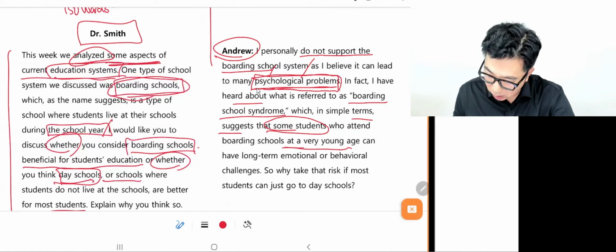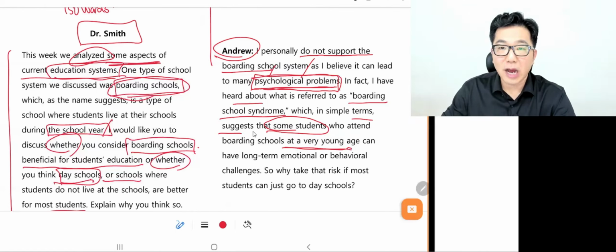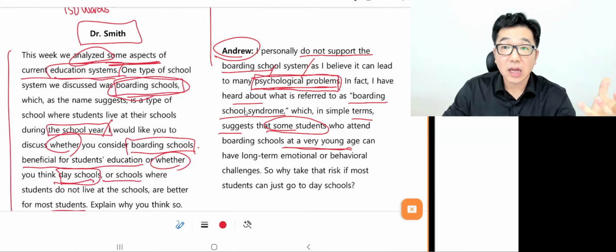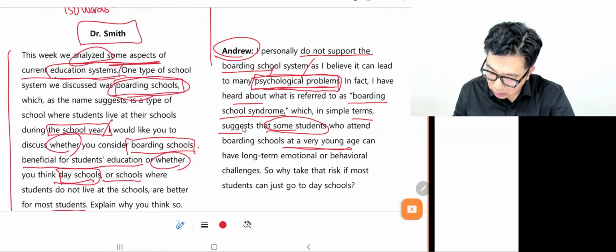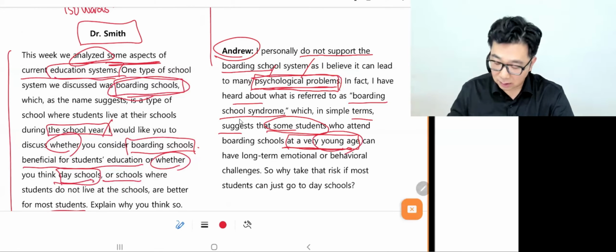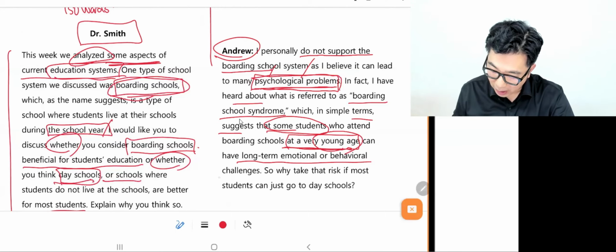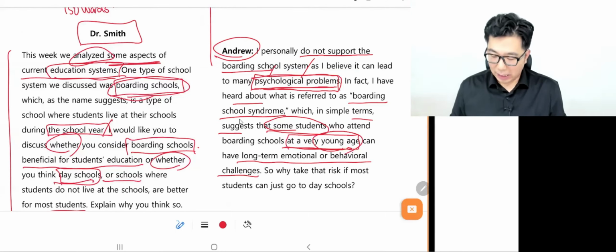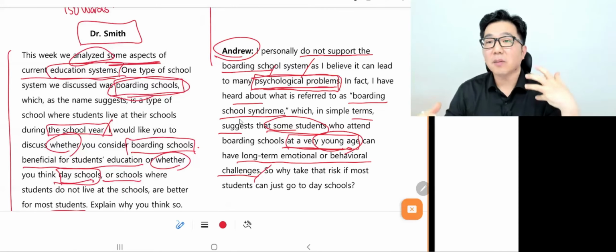So let's be extreme, because I'm not saying this is a good argument or bad argument, but certainly this is a very extreme argument, almost slightly oversimplified or overgeneralized. It's a very strong and extreme argument. So let's make it extreme for us to understand. So let's say some students attend boarding school from like kindergarten or grade 1, okay, right? As young as they get, then they can have long-term emotional and behavioral challenges. May not, but at least we can make some inference, okay?